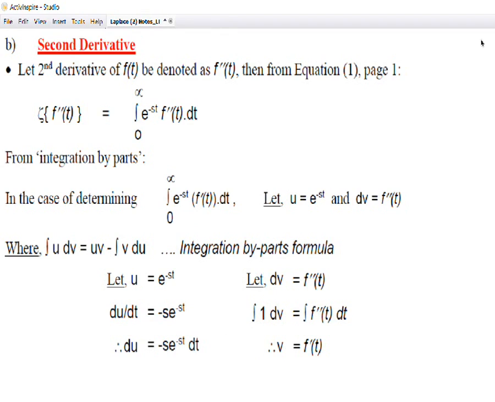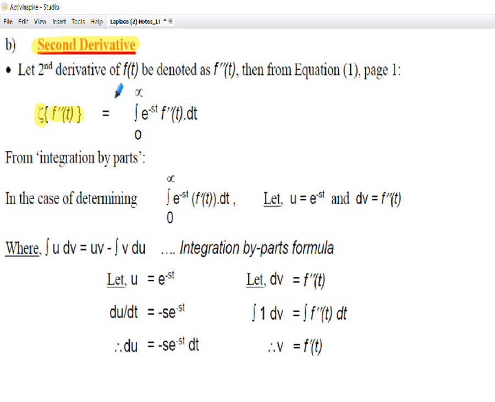Okay, that was using the first derivative. Now we're going to look at the second derivative. I'm going to derive that very briefly. Again, a very similar approach here. The difference now is that we're finding a Laplace transform of the second derivative. Note the f double dash, Newton's notation for the second derivative.